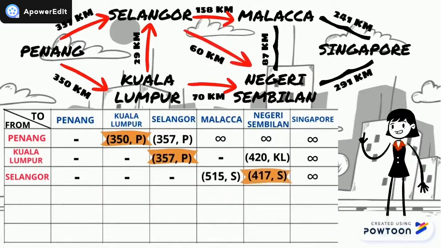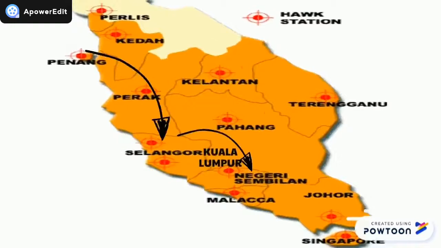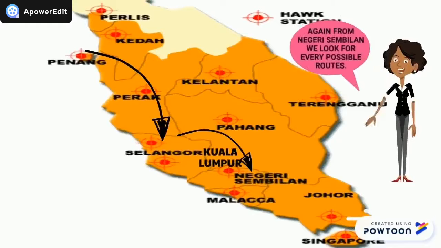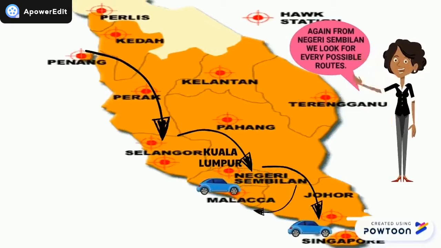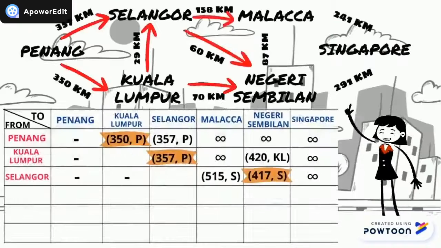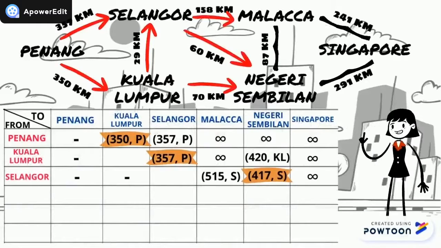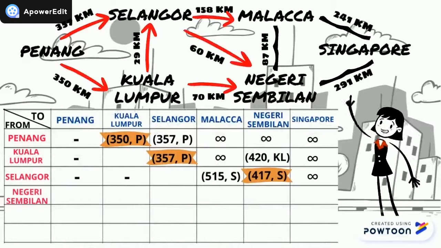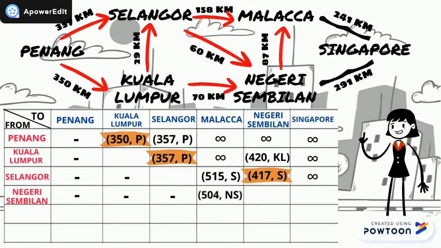Now, we fix Negeri Sembilan as our next current vertex since it has the shortest distance and consider routes from Negeri Sembilan. Negeri Sembilan has two adjacent vertices, Malacca and Singapore. For Malacca, when we add 417, the current distance of Negeri Sembilan, and 87, the distance is 504 km, which is shorter than the previous distance. Thus, we update the new distance to Malacca, 504, and update the distance to Singapore, 708, while other vertices remain unchanged.